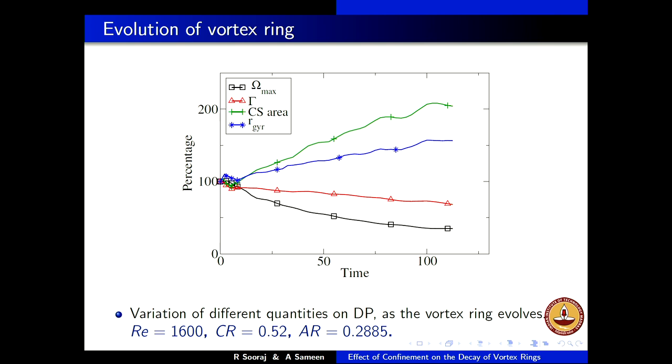This is an initial picture of how different quantities vary. These are on a diagonal plane. Here you can see that both omega max, the maximum vorticity at the core, and the circulation are decaying, however the area of the vortex ring core and the radius of gyration both increase. So, the area of the core increasing means that vorticity spreads and the vortex ring thickens.